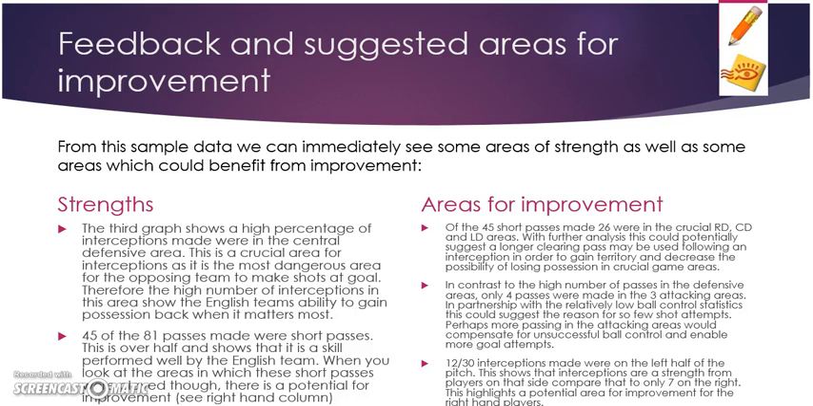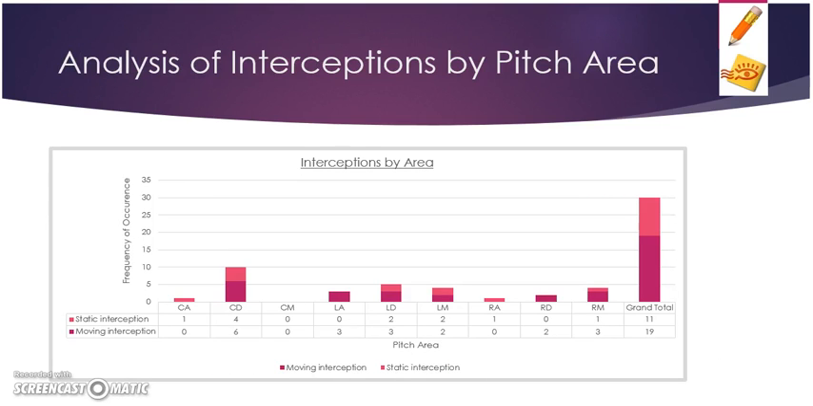Okay, so my feedback and suggested areas for improvement for the English team. From this sample data we can immediately see some of the areas of strength as well as some of the areas which could benefit from improvement. Firstly, the strengths. The third graph shows a high percentage of interceptions were made in the central defensive area. If I pop back to that graph, you can see that there.